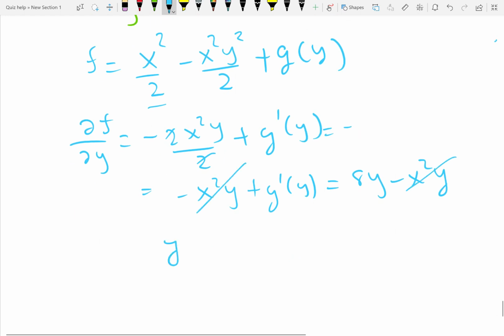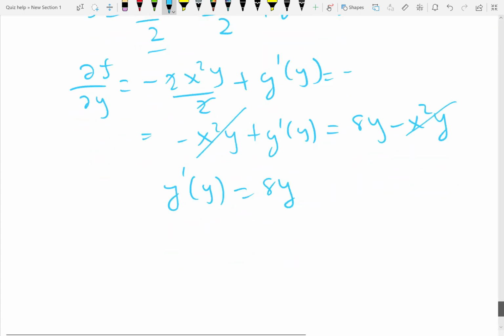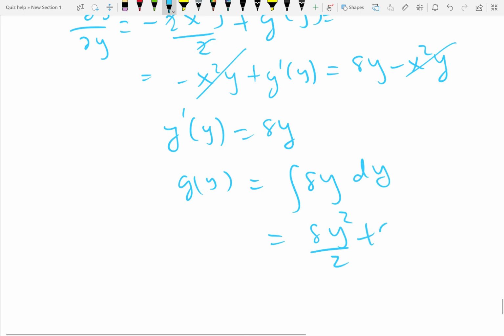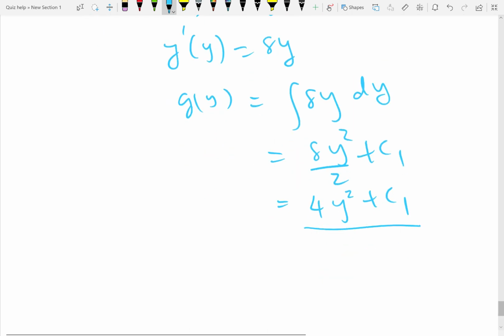So what is g prime of y? g prime of y is 8y. Now we know the derivative of g with respect to y, so to get g, you need to integrate with respect to y. If you integrate this with respect to y, we get 8y squared over 2 plus c1, where c1 is an arbitrary constant. So 4y squared plus c1. Okay, so we know what g is.